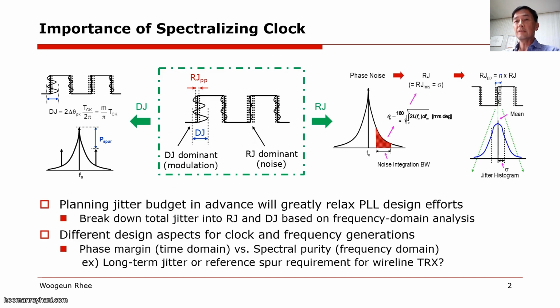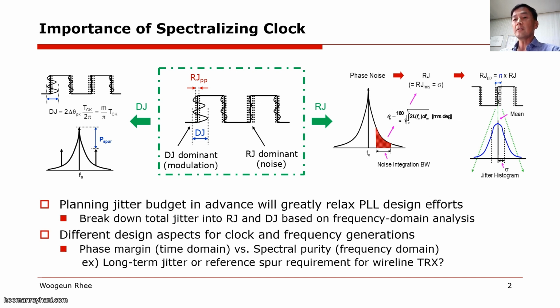First of all, it is important for PLL designers to understand a clock behavior based on the frequency domain analysis. Breaking down the total jitter into random jitter and the deterministic jitter based on the frequency domain analysis allows us to have a good jitter budget planning in advance, which will greatly reduce the PLL design efforts. In addition, it is also important to understand the different design aspects for clock generation and frequency generation.